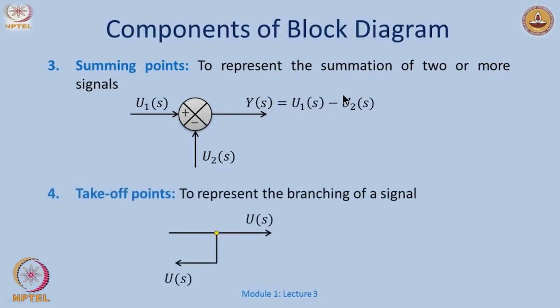Okay. Takeoff points, well, these are just like adding an additional wire over here. If this is U(s) here, and I put a wire here and take off the signal, it would still remain the same. So, this is U(s) here and U(s) also here. It just represents the branching of a signal.